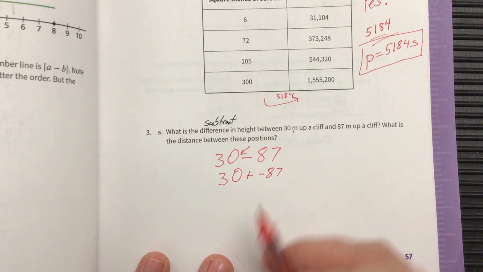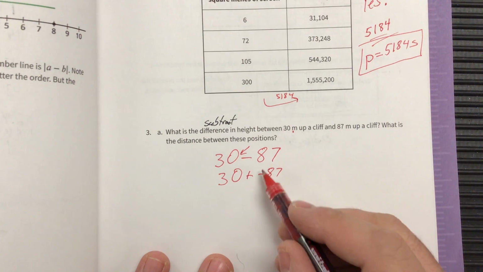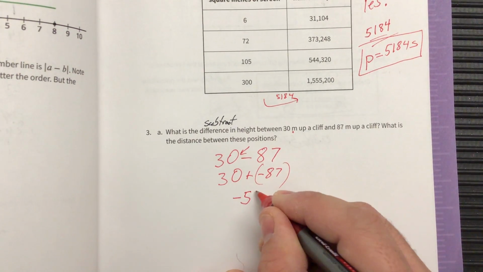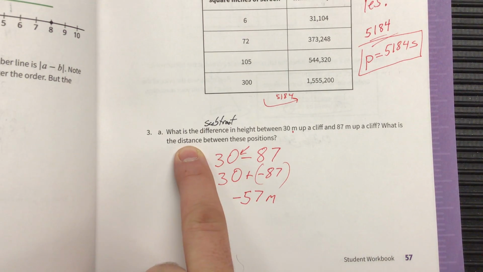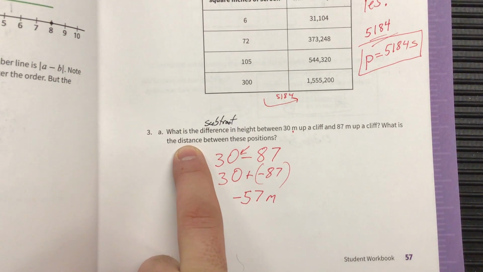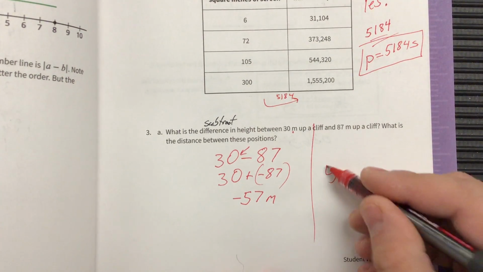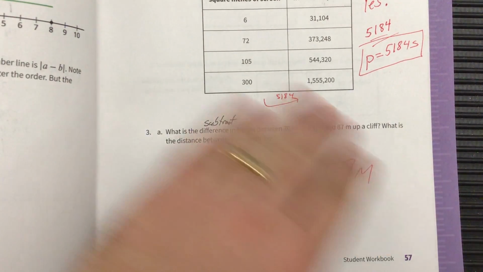So what is 30 plus a negative 87? So have $30, spend 87. Negative 57 meters. Okay, that's the difference. Now it says the distance. Distance, remember, is always going to be positive for us. So let's just say how far apart are 30 and 87. So the negative is just not taken into account anymore because it's distance. 57 meters. So I would answer those two things for that one. One is difference, one is distance.